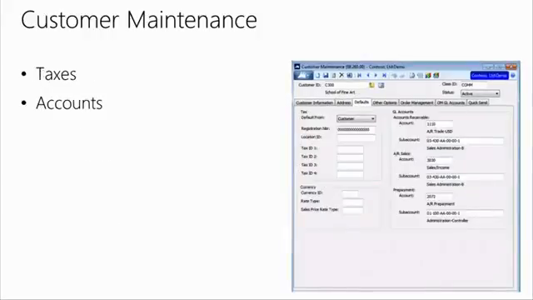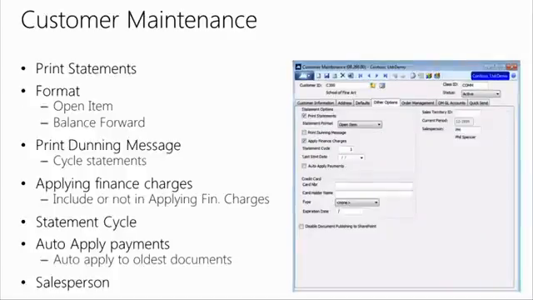The next is we have some information around taxes and accounts. So whether we want to set up multiple tax IDs for this customer, whether we want to go ahead and set up what the accounts are going to be. Again, those general ledger accounts and AR sales and prepayment accounts will default in for us, but then we have the ability to make adjustments.